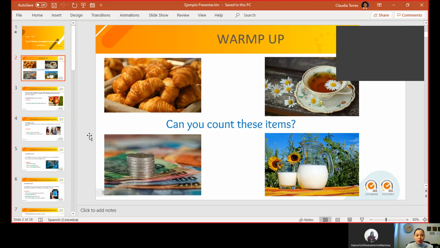Okay, let's look at the first picture. What can you see? It's a croissant. Yeah, croissant. And bread, right? Can you count bread? Yes, I can. I think so. Yeah, how would you count bread?